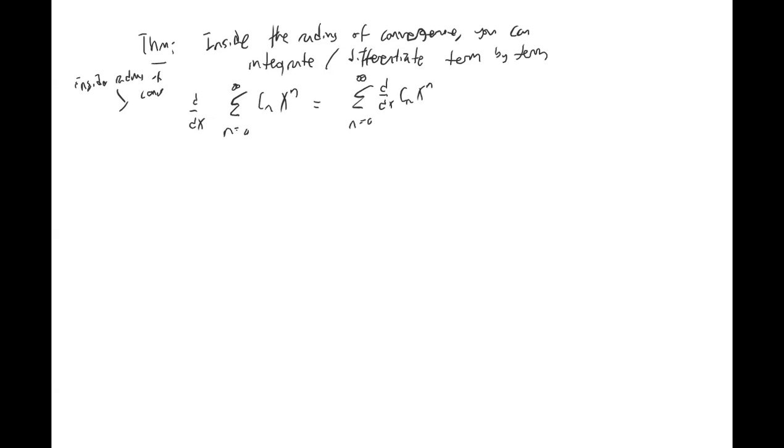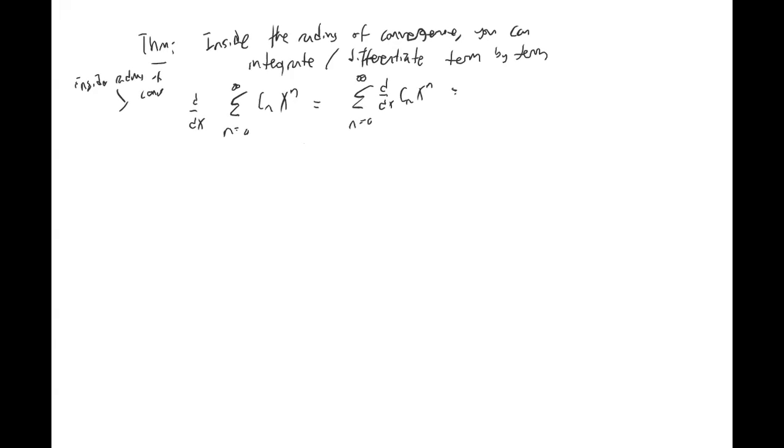So these are two different things. The first one, you sum everything up first, and then you differentiate it. This one's different: you differentiate each term in the sum first, and then you sum.